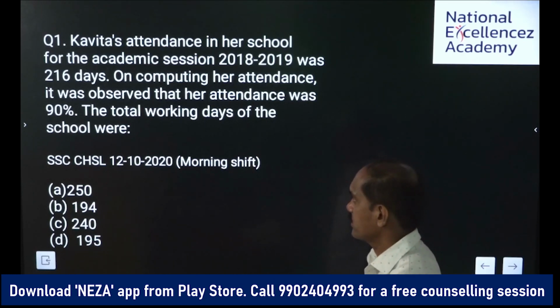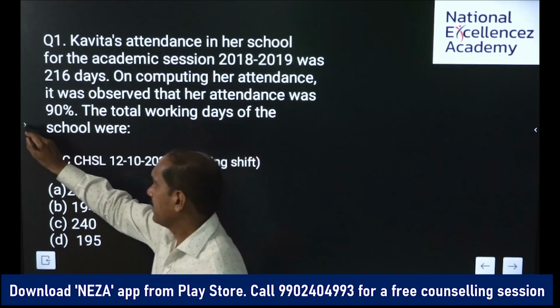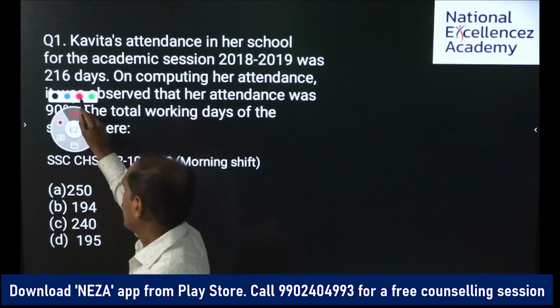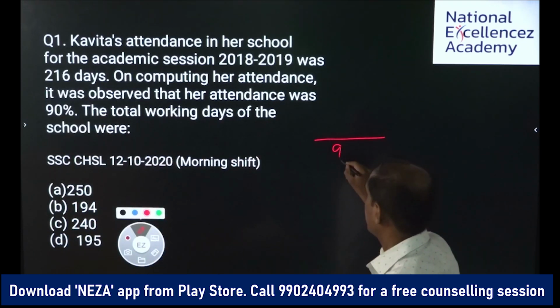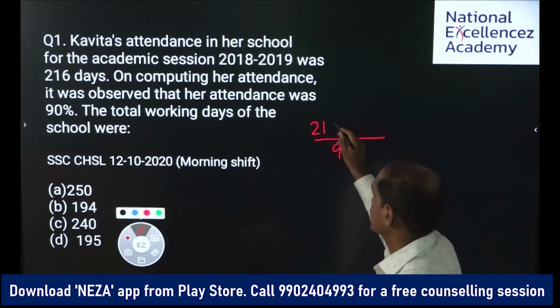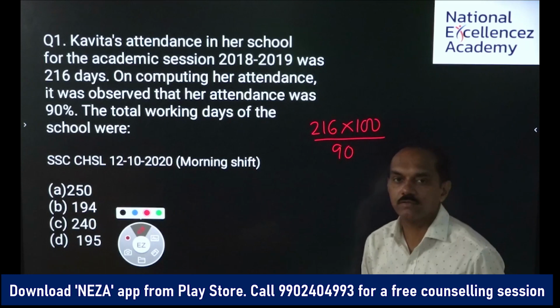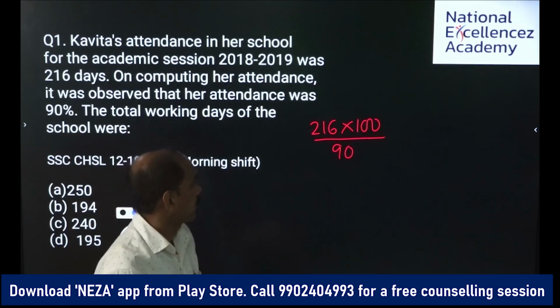These are your options. See, 90% attendance she has got. 90% means 216. 100% means how much? This will give you the final answer.